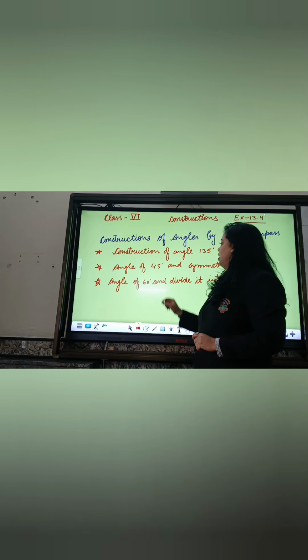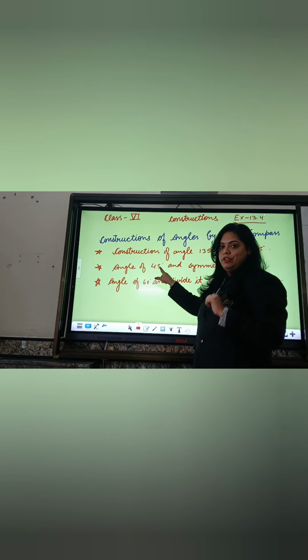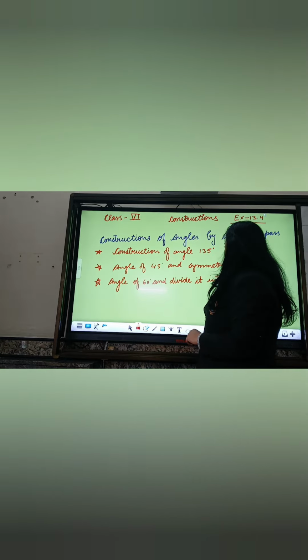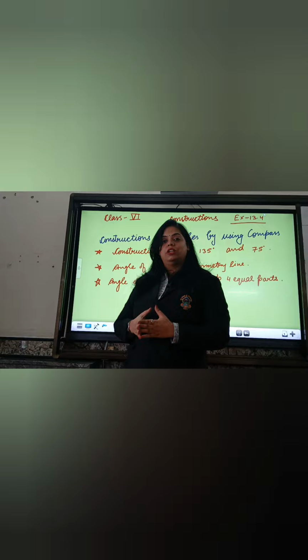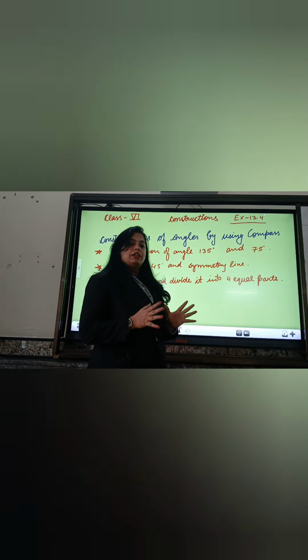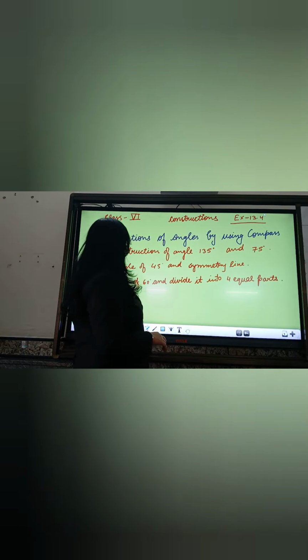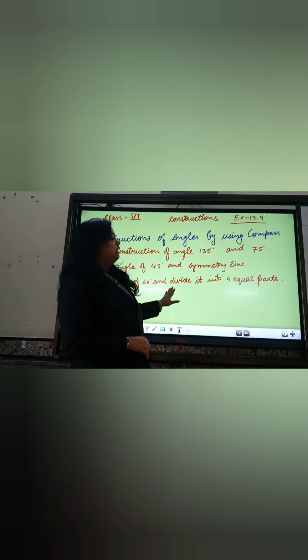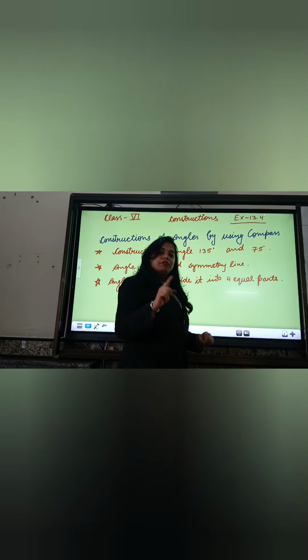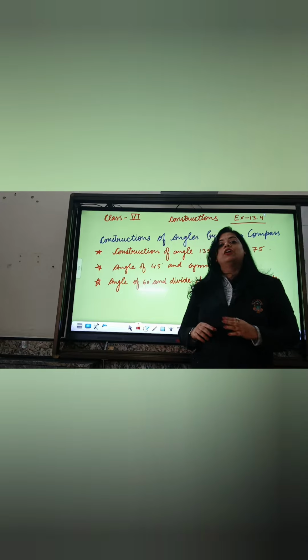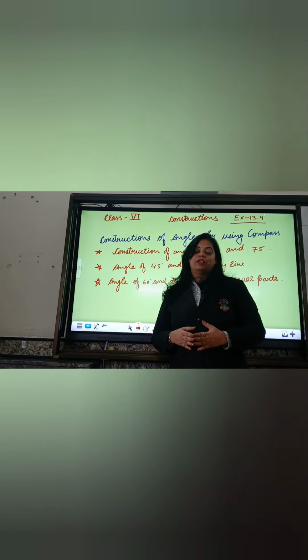Afterwards we will try to construct angle 45 degree and we will try to draw the symmetry line on it. Means we will try to cut the arc of 45 degree in two equal parts. And in last, what we are going to do? We are going to draw the angle of 60 degree and we divide this 60 degree in 4 equal parts. And we will measure with the protractor what is the measure of each and every part. Let us begin this work.